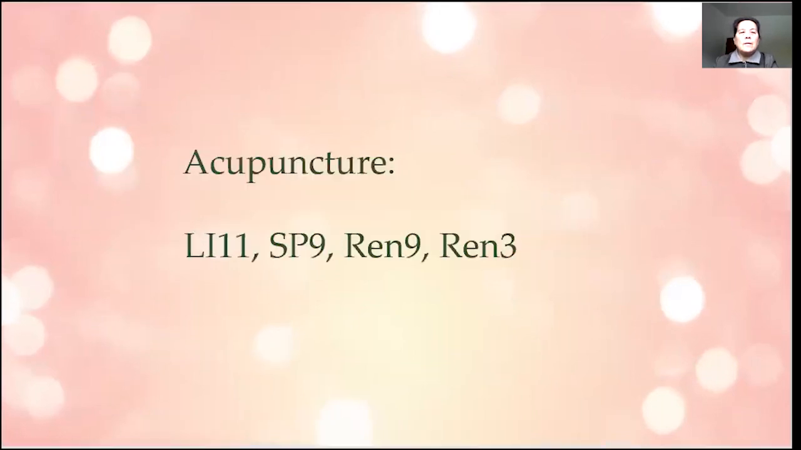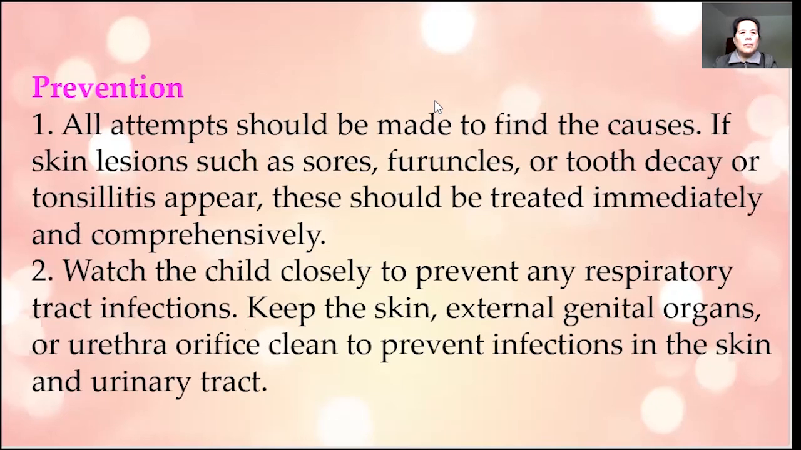For the points, we need some points to clear heat, generally clearing internal heat, and we also need some points to drain dampness. Generally, Ren 3 is pretty good for promoting urination. It's close to the lower GI. So that's basically the main patterns for this illness.